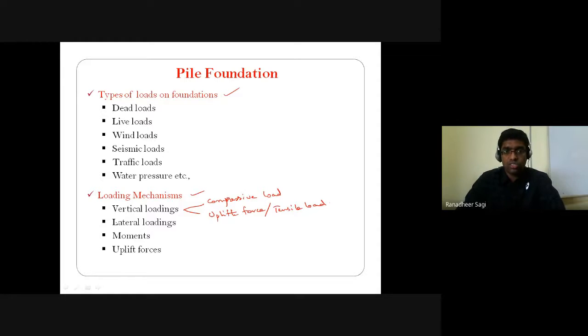And we'll also come across what is called lateral loading. Lateral loading in the sense of a horizontal load acting on that particular pile foundation. Whenever you come across such a lateral loading condition, along with that lateral load you might also end up with a moment or couple getting generated on that particular pile foundation, which would also be considered in the design of the foundation.